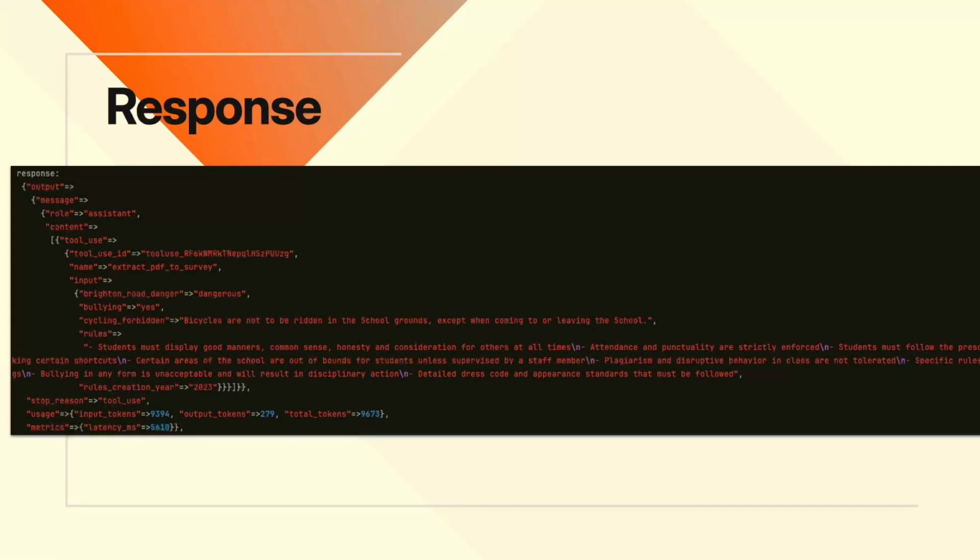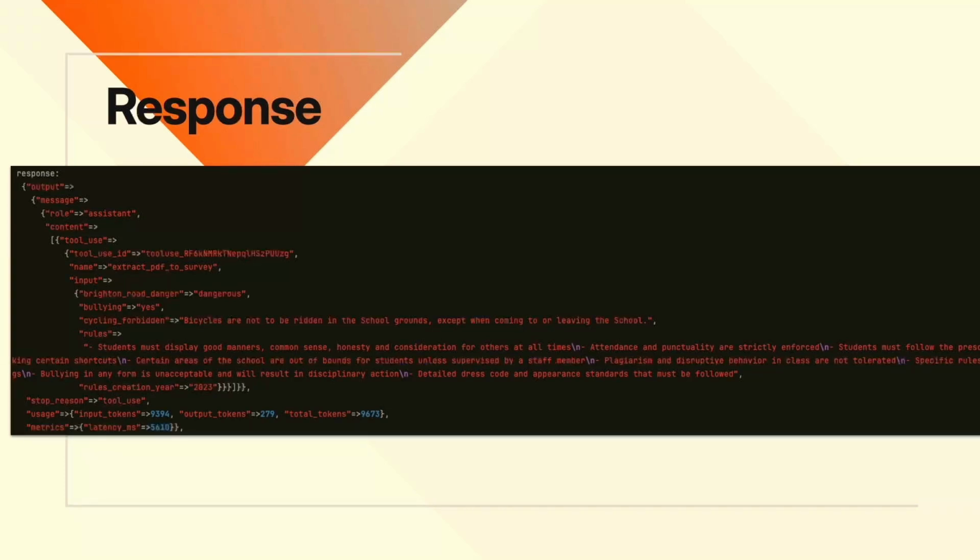Cycling forbidden, and here we have free text, so in a string format. So the AI extracted from the document that bicycles are not to be ridden in the school grounds except when coming or leaving the school. And there was another question about summarizing the rules, so it's summarized, and here we have a short summarization of a document that was like 12 pages in PDF.